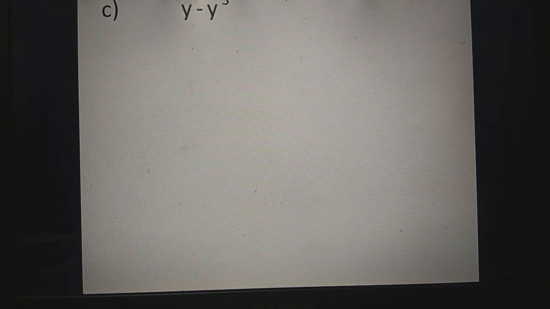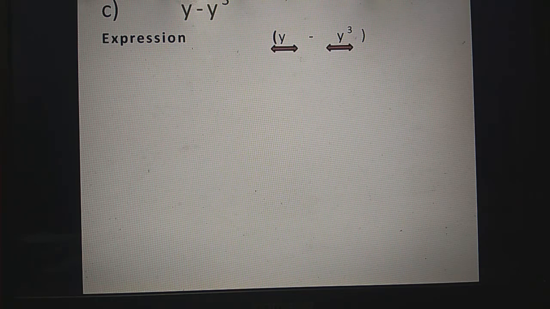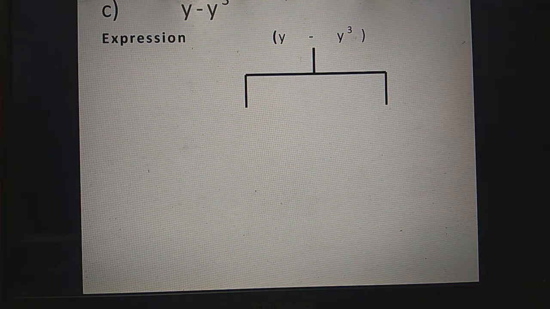Your third expression is y minus y cube. So in this expression again there is a minus sign. You will include it in the term. There are 2 terms. One is y and the second one is minus y cube. Here cube means you will multiply y 3 times to itself. So how many terms are there? There are 2 terms. You will draw 2 lines and then you will mention terms there. First is y and second is minus y cube. You will not skip this minus sign. You have to use it with the term.